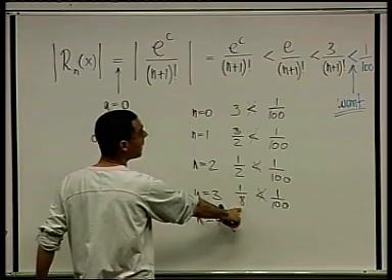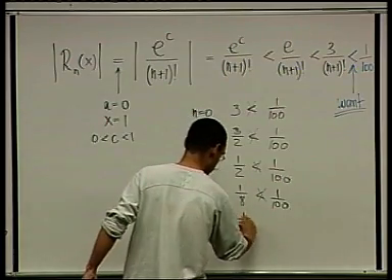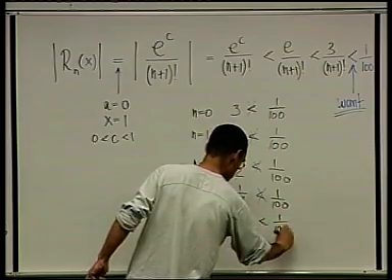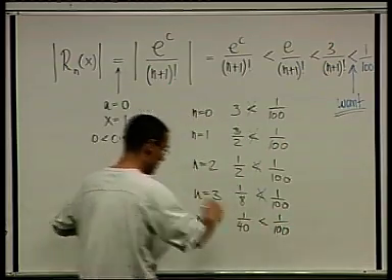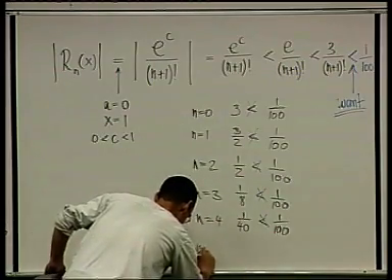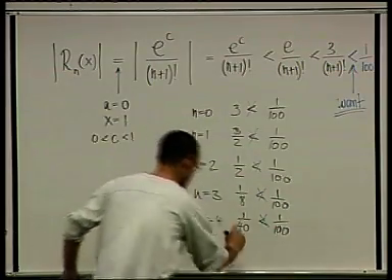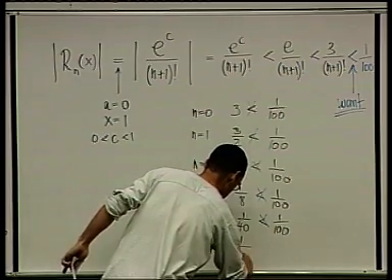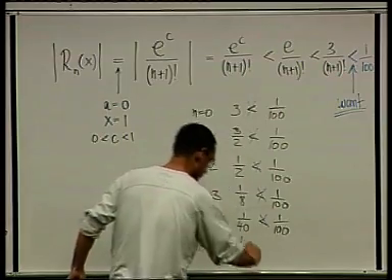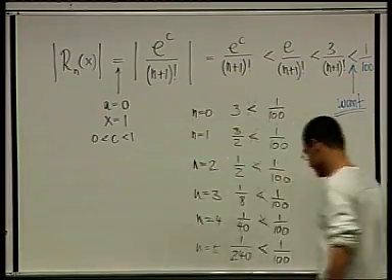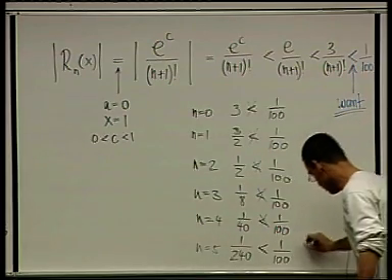N equals 4. We have to multiply this by 5. We get 1 over 40. Is that less than 1 over 100? Not yet, but here it comes. You can feel it coming. N equals 5. So what do we have to multiply this by? 6, so we get 1 over 240, finally. Is that less than 1 over 100? Bingo.